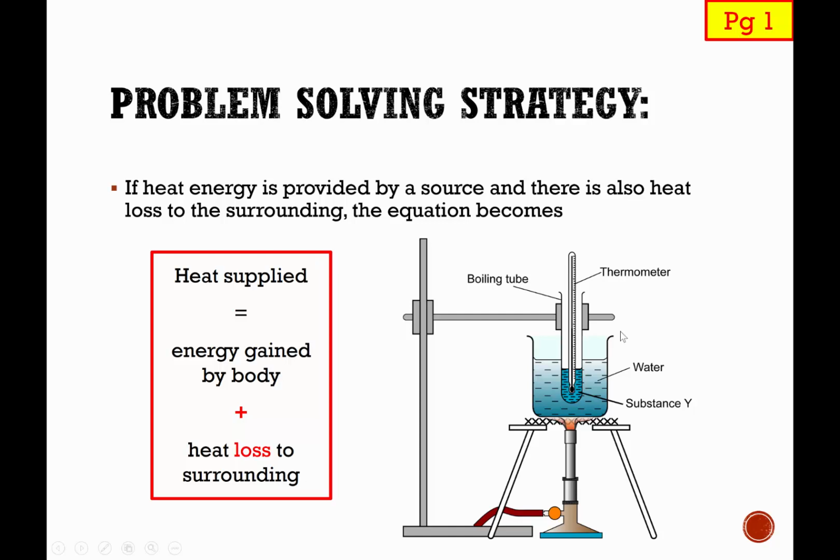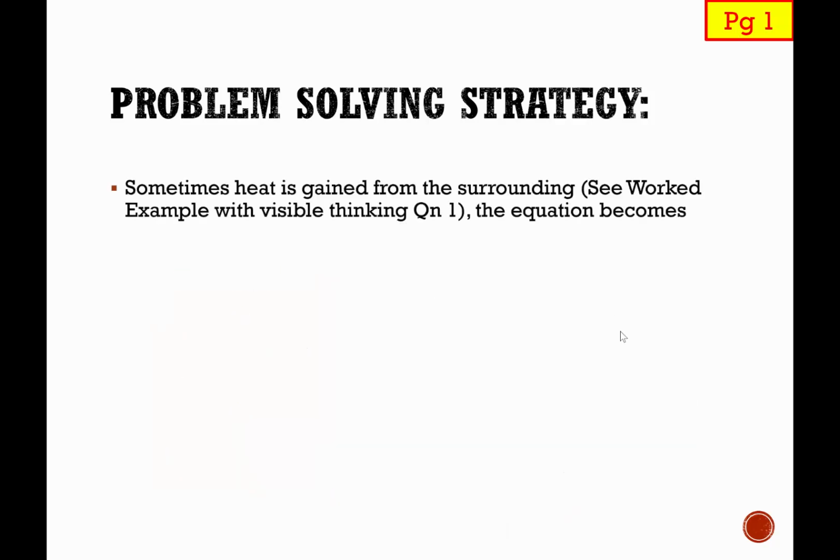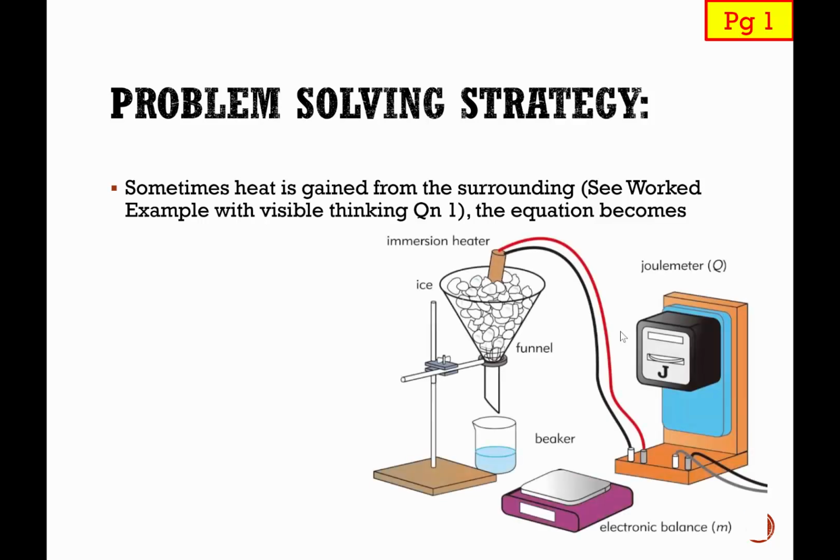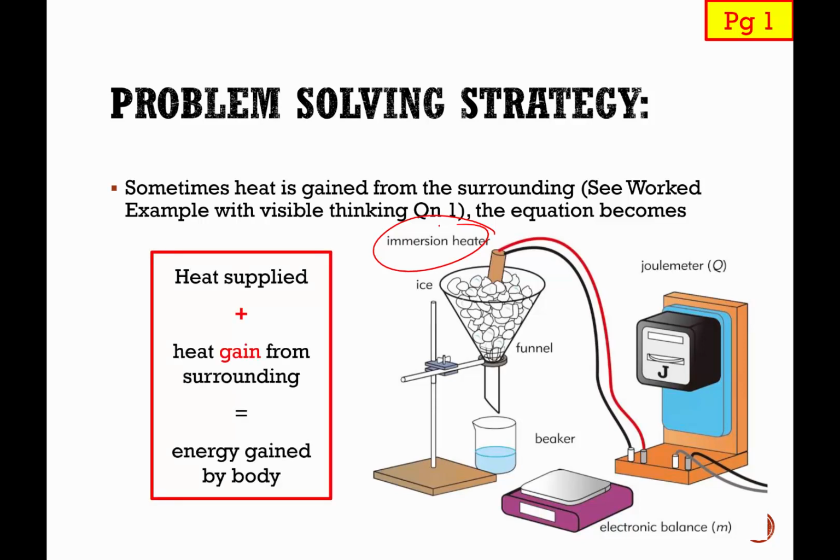We have another type of question where the object, on top of gaining heat from the heat source, is also gaining heat from the surrounding. Like for example, in this case, ice. Ice in this case is gaining heat from the immersion heater. It is also gaining heat from the surrounding since ice is at a lower temperature than the surrounding. And then for such cases, the equation becomes heat supplied by the heater plus the heat gained from the surrounding will be the total energy gained by the body.